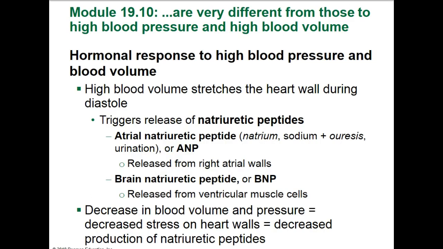Okay, what about high blood pressure and blood volume? Well, your high blood volume is going to stretch the heart walls at diastole. This triggers the release of natriuretic peptides. And you remember this was one of the few hormones the heart itself produces. It's released from the right atrial wall. There's also a brain natriuretic peptide released from ventricular muscle cells. A decrease in blood volume and pressure is going to equal decreased stress on the heart walls and therefore decreased production of natriuretic peptide.